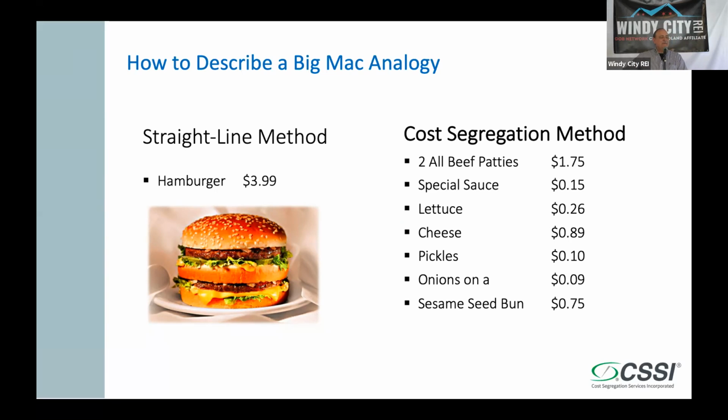But anyway, it was something that was very popular decades ago, and it's a good analogy because think about it this way: you have a hamburger as one entity, and what cost segregation does is it takes that hamburger or that property and breaks it up into pieces and parts that you can then depreciate on a faster basis. Okay, makes sense?